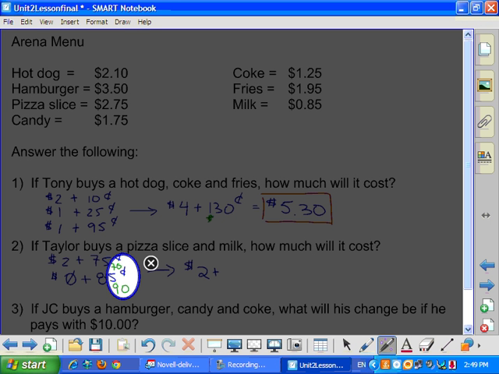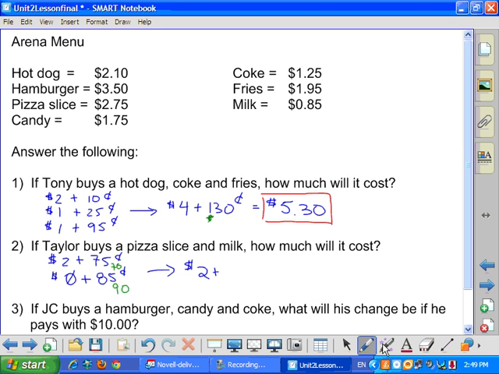So I know that 9 plus 7 is 16, and I have multiple 10 more, so 160 cents is what it ends up being. 160 cents. So when you do this, remember, every 100 cents gives you $1, so we have $3.60. So that means Taylor's purchase of pizza and milk will cost $3.60.